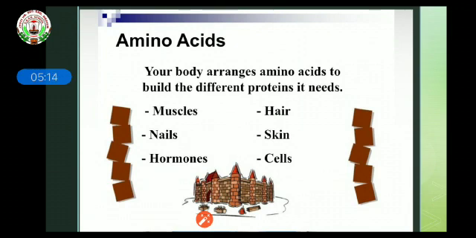Your body arranges amino acids to build the different proteins it needs. For example, for building muscles, we require different amino acids. For nails, growth of the nails, we require some other amino acids. For example, 7 or 8. Our hormones, hair, skin, cells, these are made up of proteins when we are taking proteins. In short, we are taking amino acids.